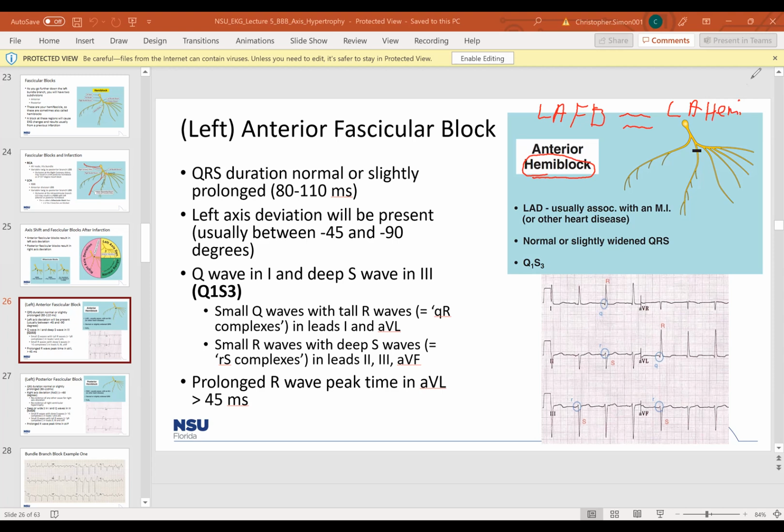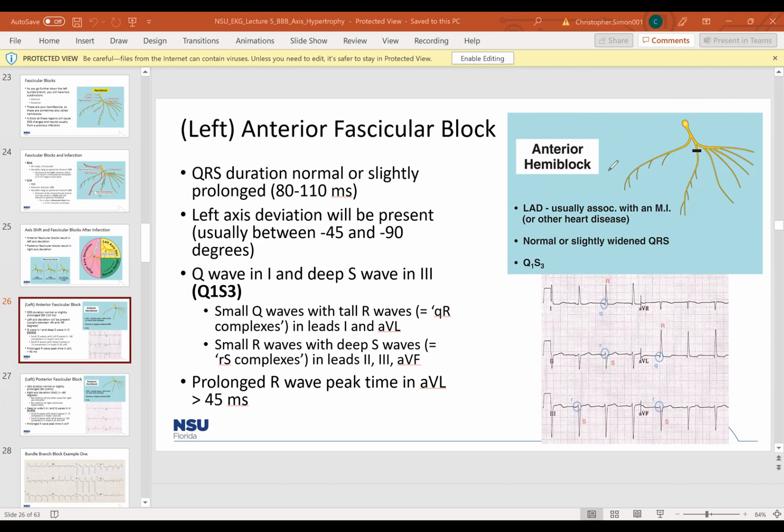Okay. So a hemiblock and an anterior fascicular block are the same thing. It's just a different term for it. Do not abbreviate anterior hemiblock like LAH, for example, as in left anterior hemiblock, because that's not what LAH means. That means left atrial hypertrophy, which is the standard accepted abbreviation for LAH. So don't go making up your own acronyms and terms and shortcuts and things.